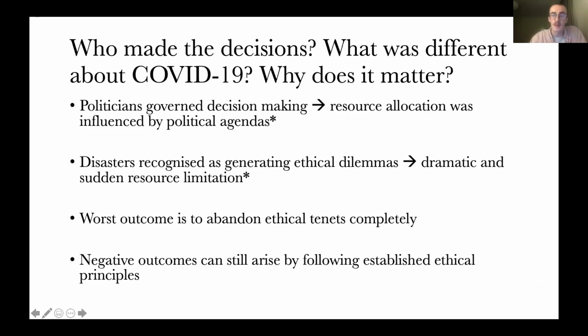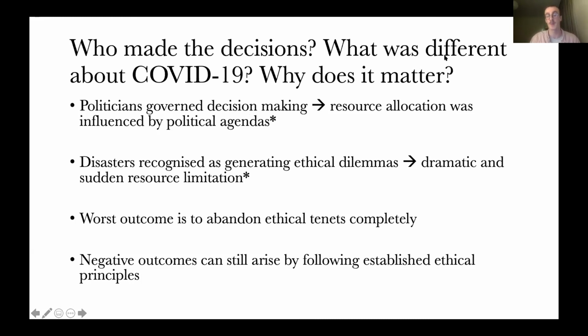So before getting into some specific examples about what happened during the pandemic, I thought it would be good to set the scene a bit and ask a few questions about who was actually behind the decision-making processes. What was different about the COVID-19 pandemic versus other times, sort of peace times, as it were, and actually why does any of this matter with respect to ethics? So in answer to the first question, I think it's quite apparent that politicians really were spearheading the decision-making process.